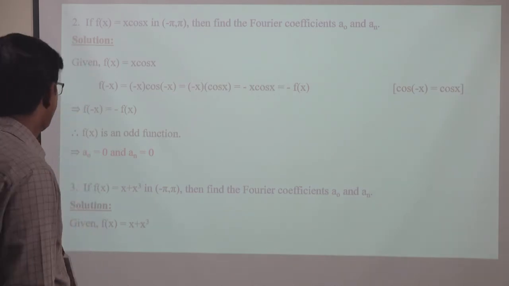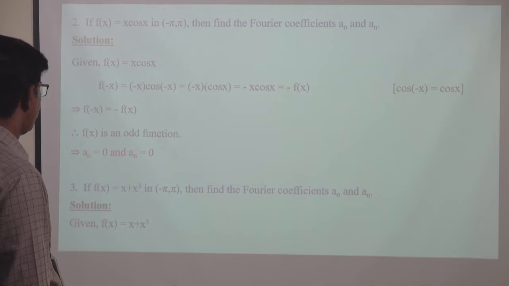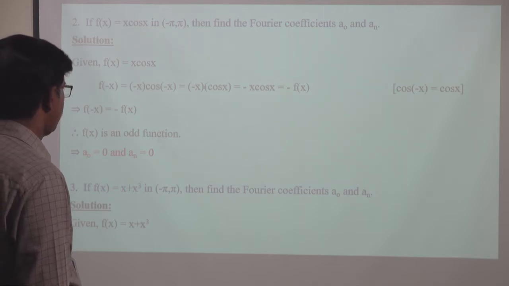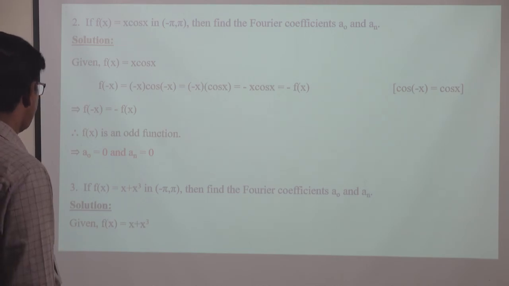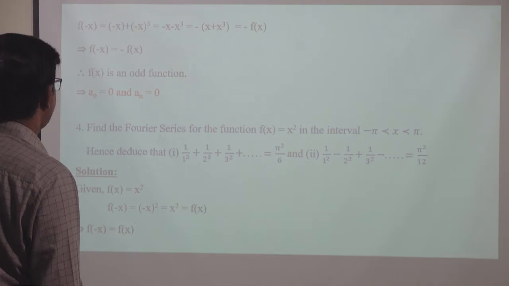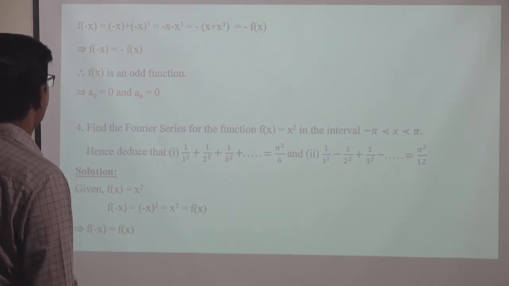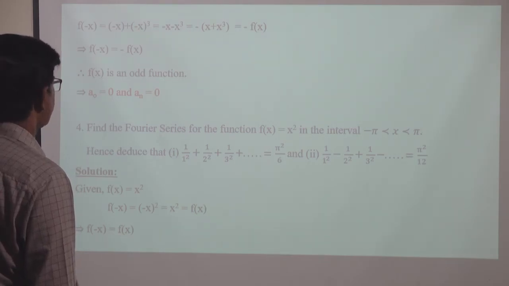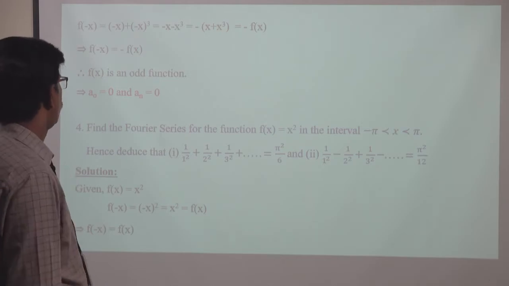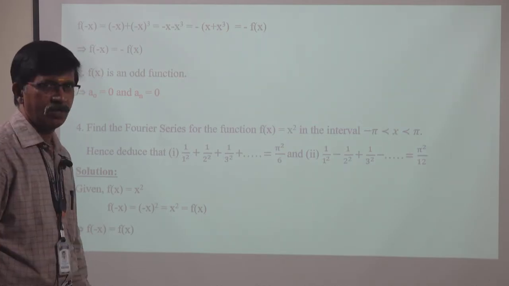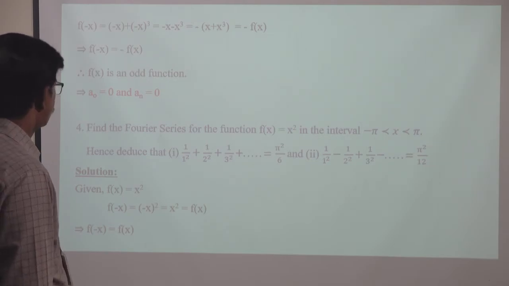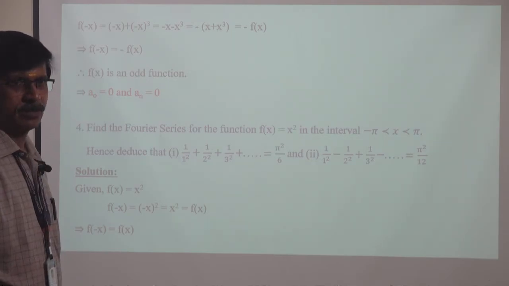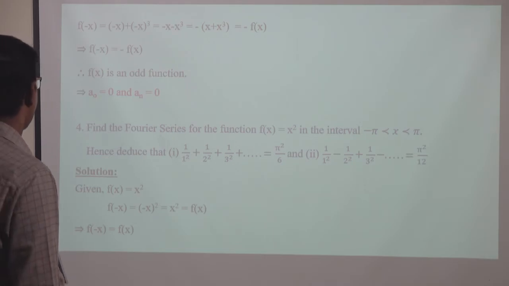The third problem is, if f of x equal to x plus x cube in the interval minus pi to plus pi, then we have to find the Fourier coefficients a naught and an. Solution. Given f of x equal to x plus x cube, so f of minus x is equal to minus x plus minus x the whole cube, then it will become minus of x plus x cube, that is equal to minus f of x. So in this case, f of minus x is equal to minus f of x. Therefore, f of x is an odd function. So here a naught is 0 and an is also 0.